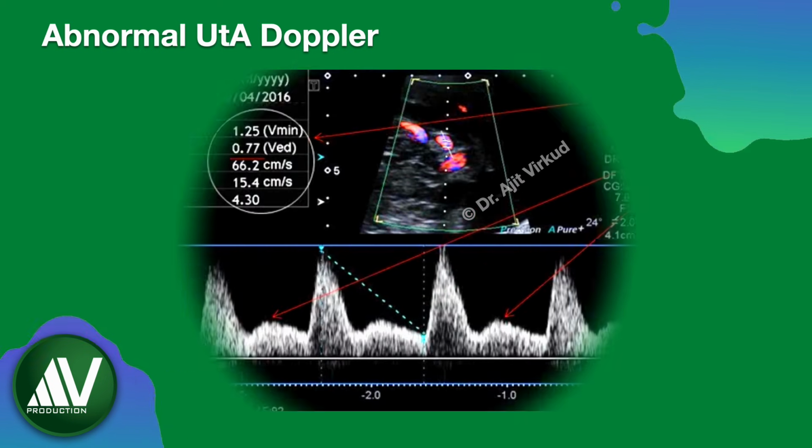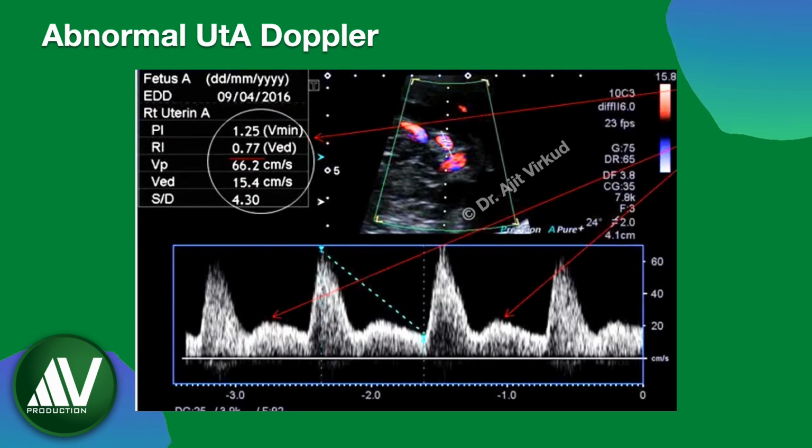Here's a waveform from another patient. Uterine artery Doppler is characterized by PI of 1.25 and RI of 0.77, that is greater than 0.55, indicating high resistance flow. There is bilateral post-systolic notching. It is an abnormal uterine artery waveform. Please note, if the notch is unilateral, it needs to be on the placental side to be significant.